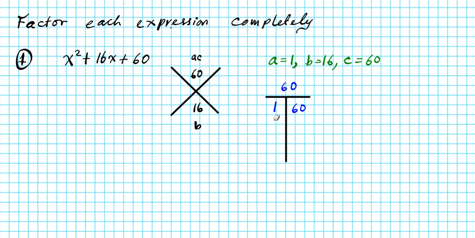Moving on, does 2 go into 60? Absolutely. 2 goes into 60 30 times. This combination yields 32 or 28 when you add or subtract. That doesn't work. Let's move on to 3. 3 goes into 60 20 times. Now this combination yields 23 or 17. That's not the desired combination that we want. So we'll keep on going. Okay, we'll keep on going until we hit the desired pair that gives us 16.